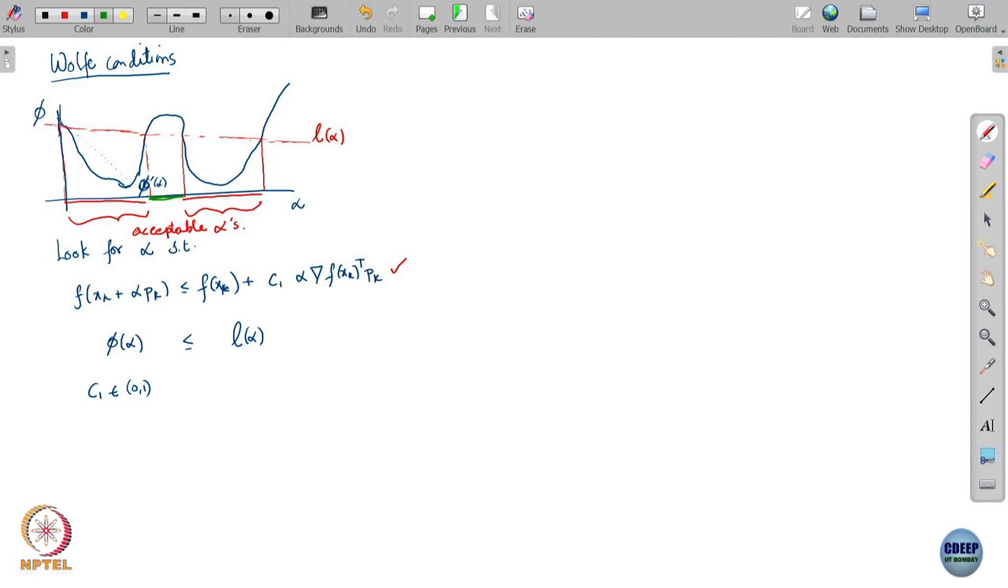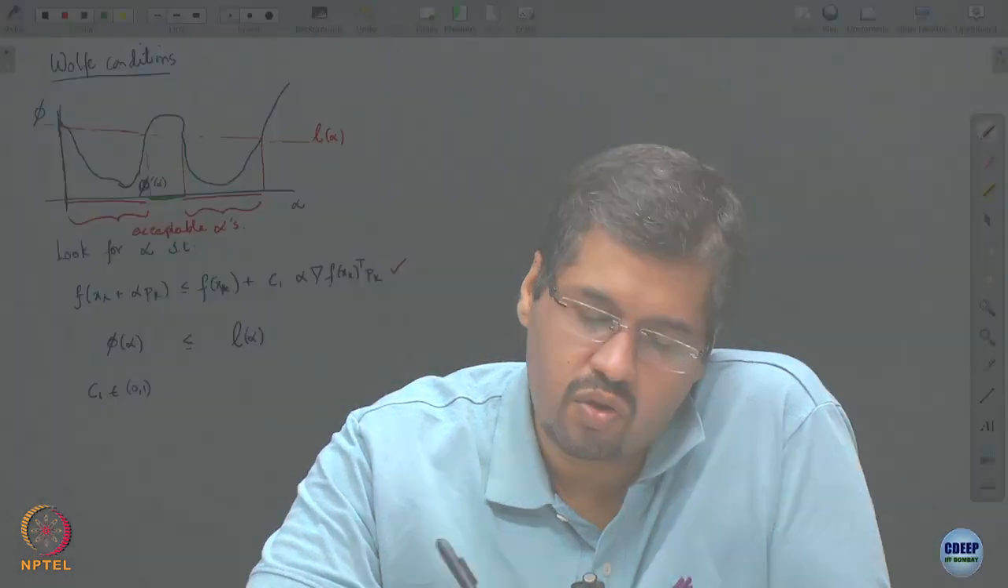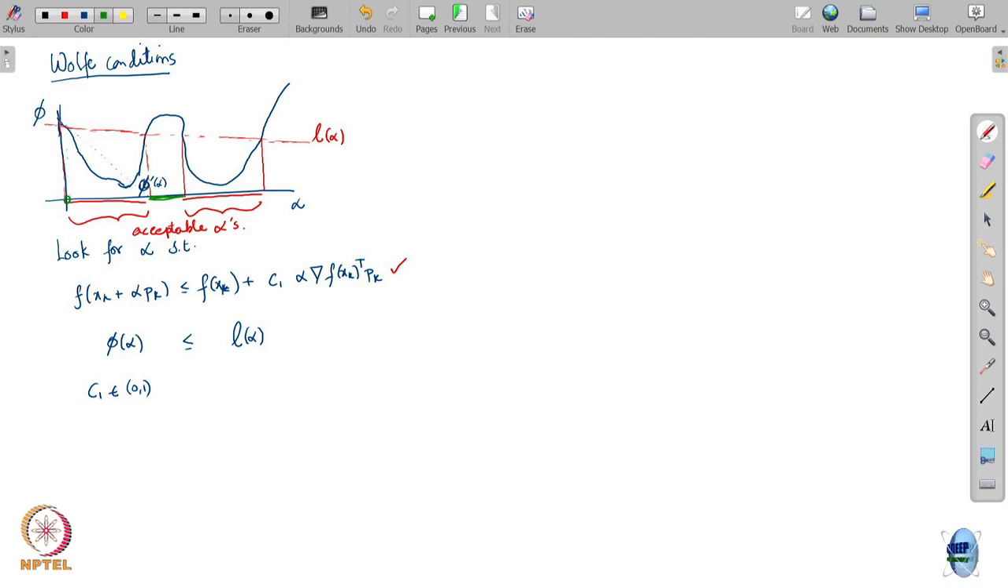So what it does is it at least makes sure that you aren't taking too large a step, such a large step that your function then starts going into an increasing regime. So in that sense, it's actually useful that it prevents this green region. However, it still does not guarantee that you will not be taking very small steps. Like for instance, these little steps that are close to alpha equal to 0 are also still acceptable values of alpha.